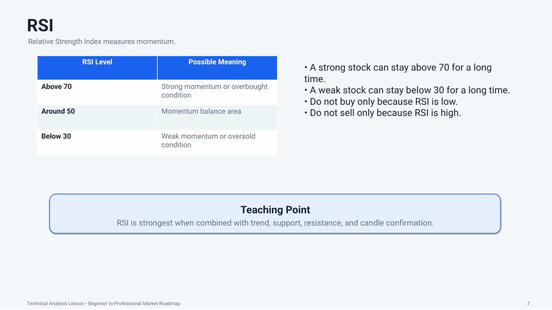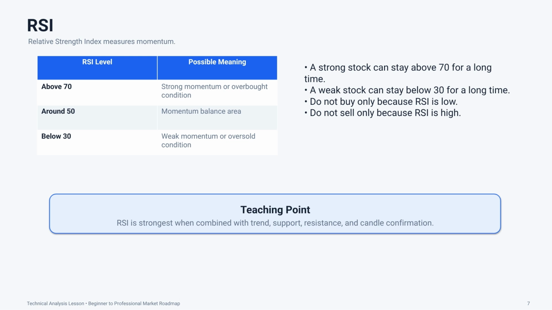Just because RSI is below 30 does not automatically mean we should buy. A weak stock can stay below 30 for a long time, especially during a strong downtrend. The big mistake beginners make is buying only because RSI is low, or selling only because RSI is high. RSI works best when we combine it with other information.